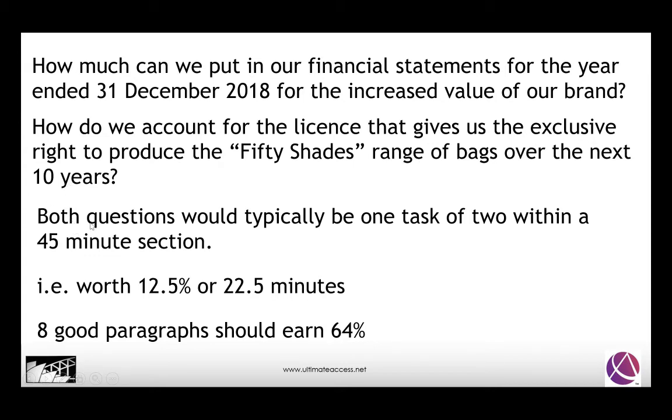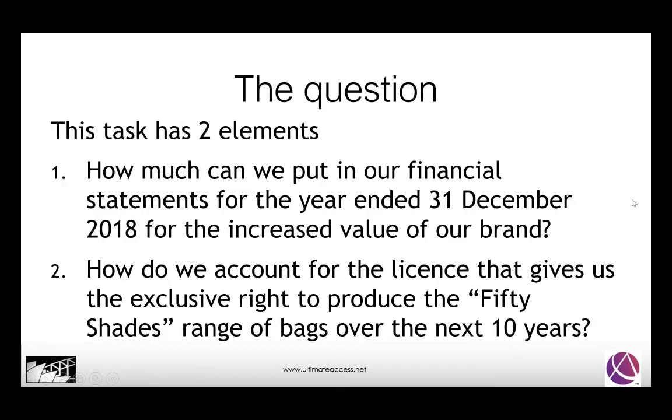So both questions would typically be 1 out of 2 tasks within a 45-minute section, and they're worth about 12.5% together. And here we've got about 22.5 minutes, effectively half of a section. 8 good paragraphs would earn us 64%. And we've got 2 elements within this, haven't we? How much can we put in our financial statements for the brand, and how do we account for the license?